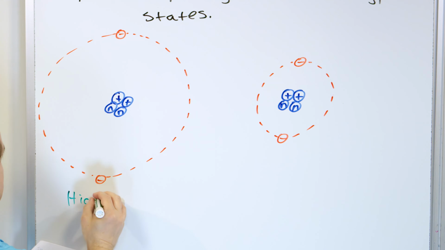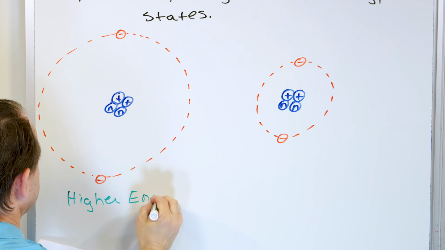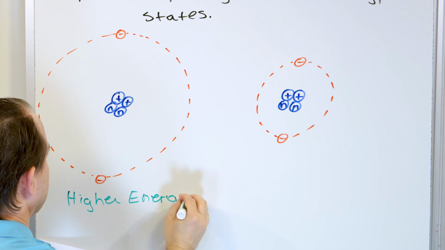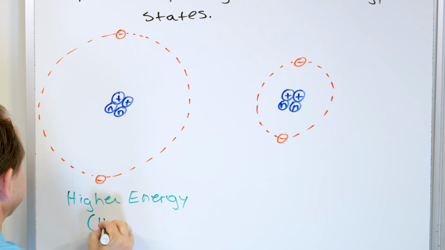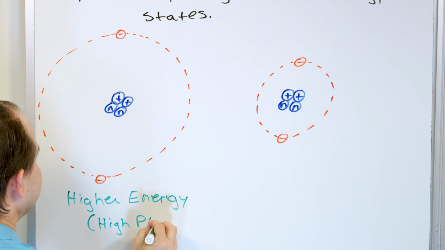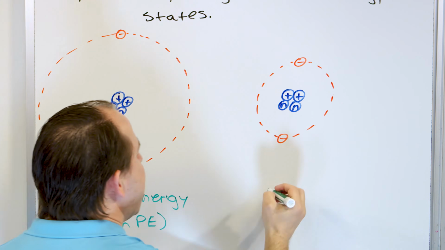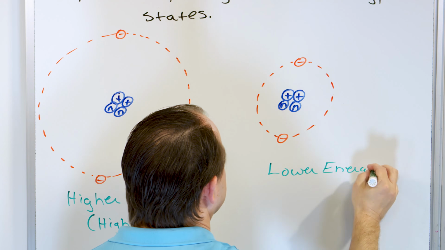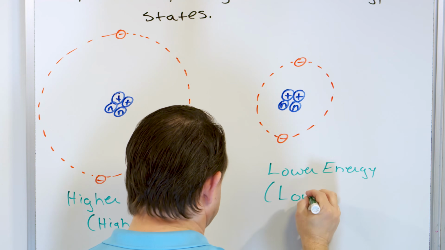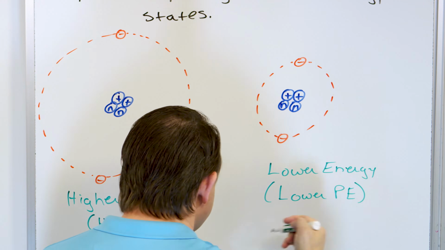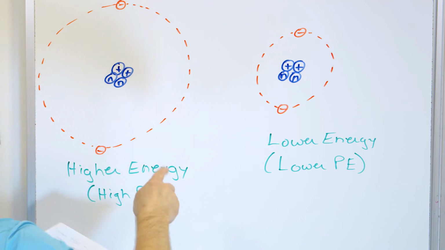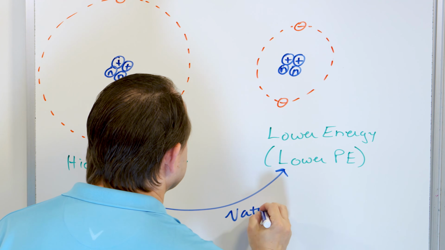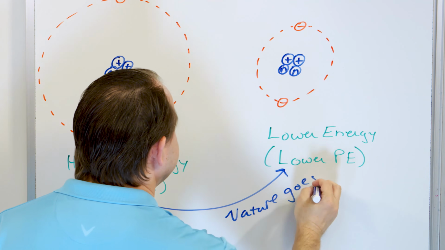So this is called a higher energy state. Higher energy. Whoops, if I can spell energy right. So I can say high PE, high potential energy, because they're farther away, right? And this is lower energy, lower PE. And in general, the system likes to go this way. So nature goes like this, from this state to this state.